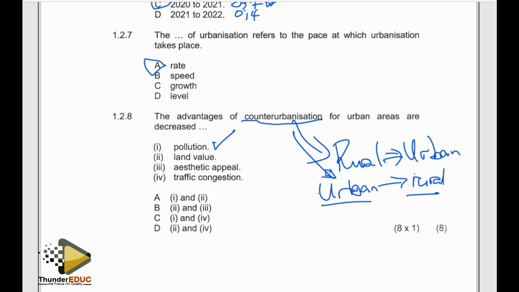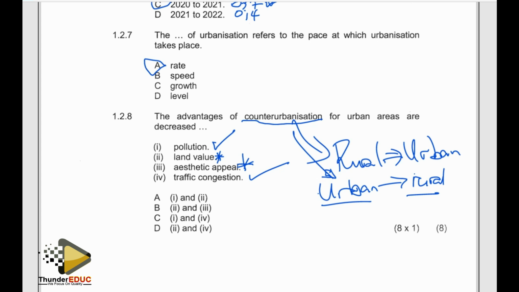And we take this one here, land value. A decrease in land value is not an advantage. Then we can also check that aesthetic appeal does not decrease. If there are fewer people, it is going to increase. The urban area looks more beautiful with fewer people than being congested. Then there is also decreased traffic congestion. It's also correct. If there are fewer people, chances of traffic congestion will also decrease because the number of vehicles on the routes is going to decrease with the decrease in the size of the population.